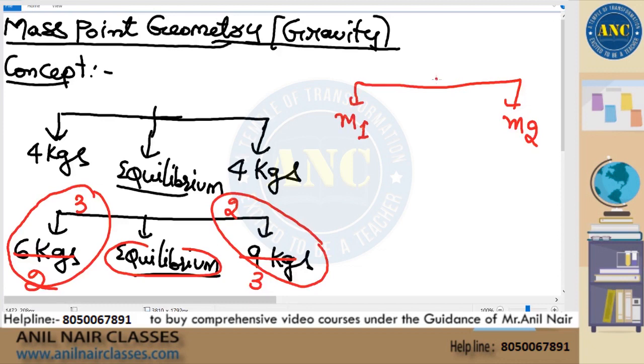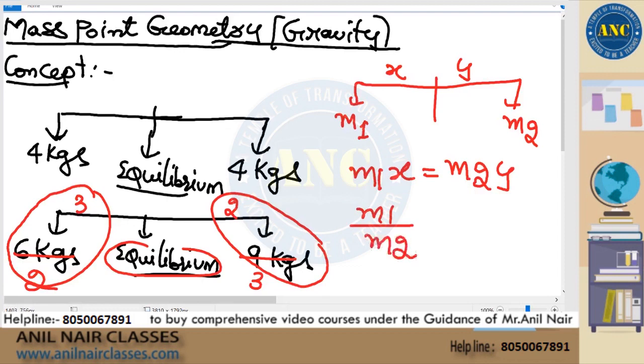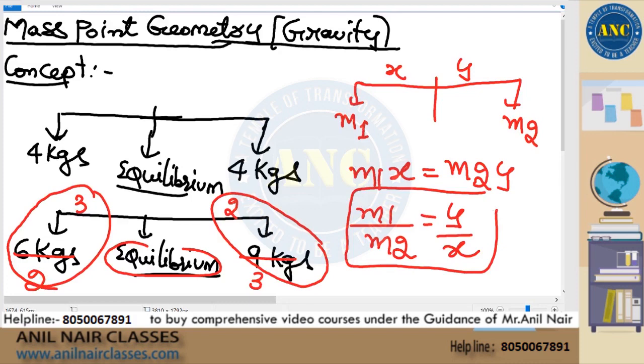So if it is m1 and m2, and I call the quantities x and y, 6 into 3 is equivalent to 9 into 2. So m1 into x is equal to m2 into y. m1 by m2 is equal to y by x. That is what we took. The weights ratio and the number of quantities are inversely proportional to each other. Why inversely proportional? To make it equal.